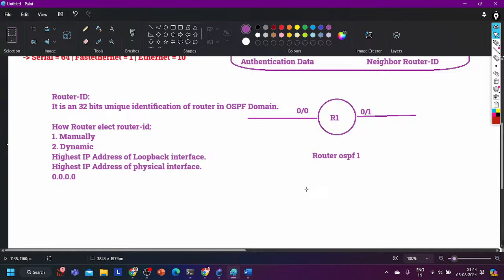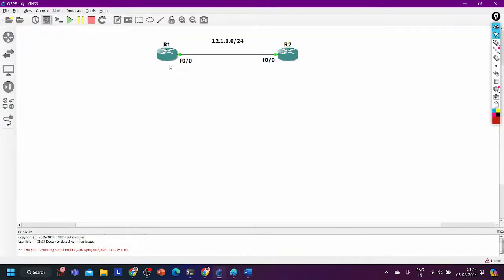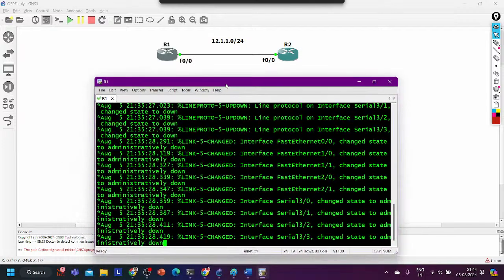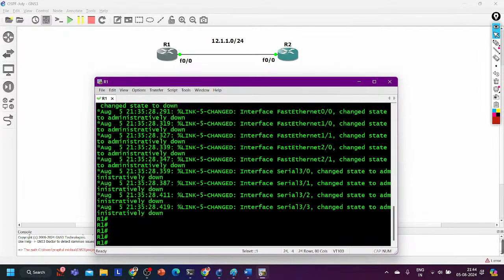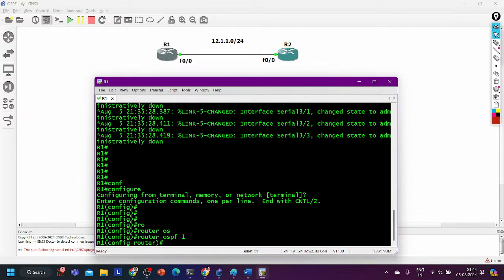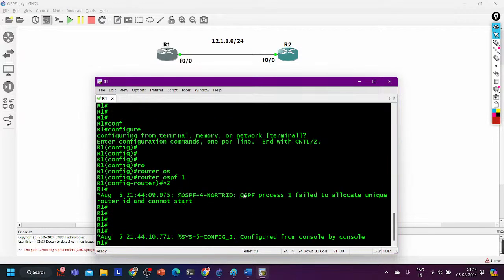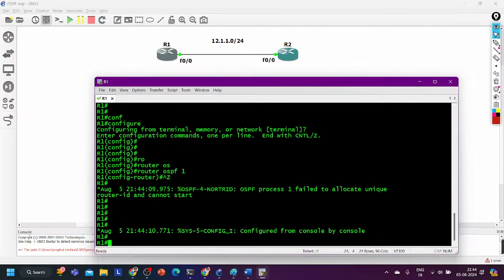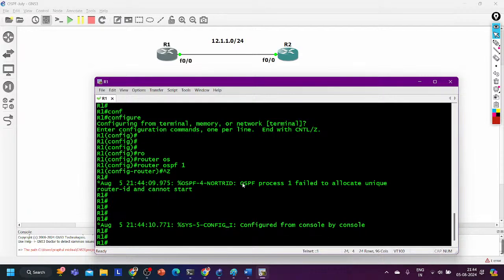0.0.0.0. Done. So see, in this scenario right now I don't have any IP address on router number 1. So if I enable OSPF here, config T, router OSPF process ID 1, what it's saying? OSPF process 1 failed to allocate unique router ID. So that's why this router cannot start the OSPF process.